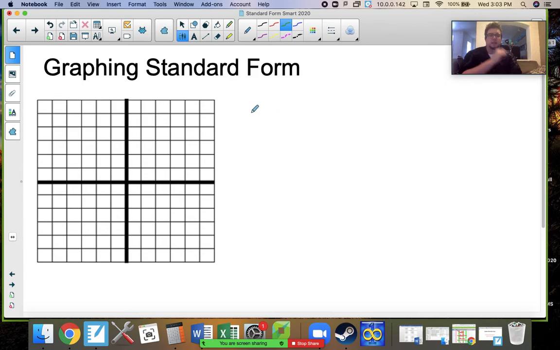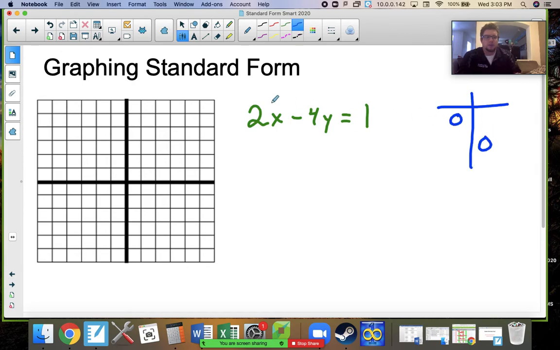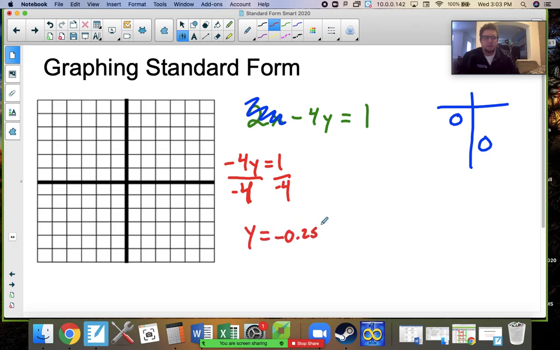Last one, looking at those decimals again. Let's say the one like number 10 on our homework. Let's say I've got 2x minus 4y equals 1. Going to make our table with 0 and 0. So 0 goes in for x. I'm left with -4y equals 1. Divide by -4, and y is negative 0.25 as a decimal.